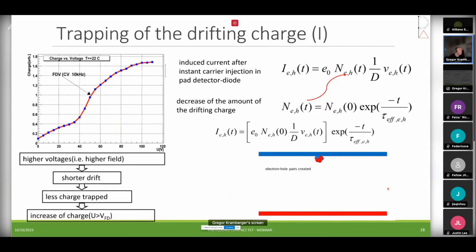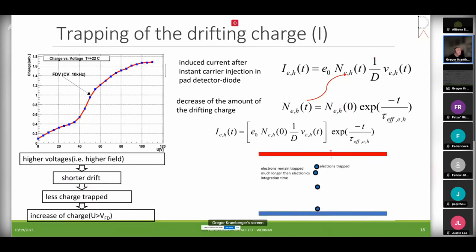One of the things that TCT became very well known for is the trapping. So if you have silicon with defects, this is something that you can well study with it. This is just an example of determining the trapping of the drifting charge. As you've seen in the previous slides, as soon as the diode is fully depleted, you get a constant charge. Of course, you collect all the charge you generate in your sensor, but in damaged silicon, this is not the case. So this is where the full depletion is. And then if you apply higher bias, the charge still rises.